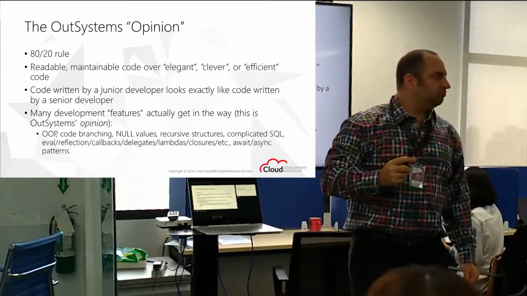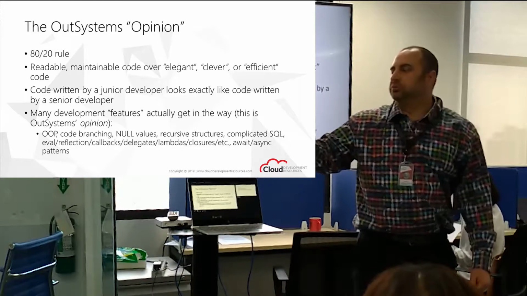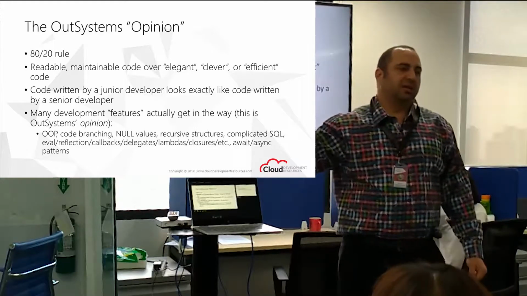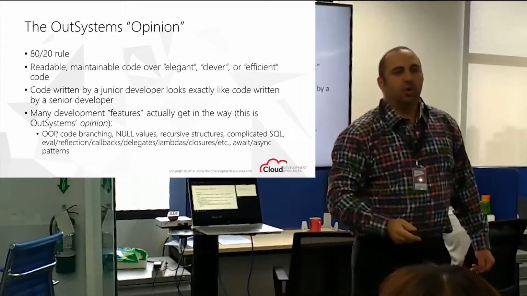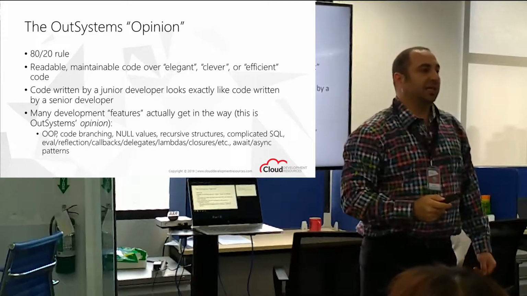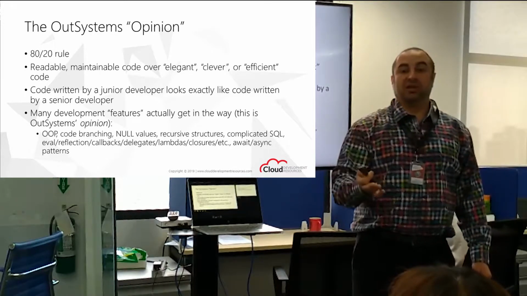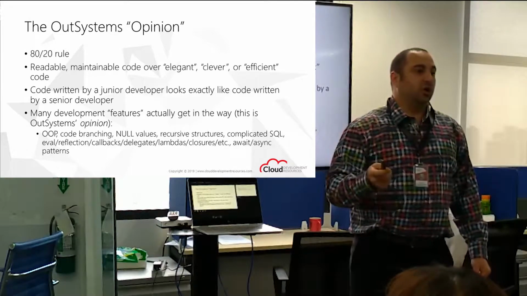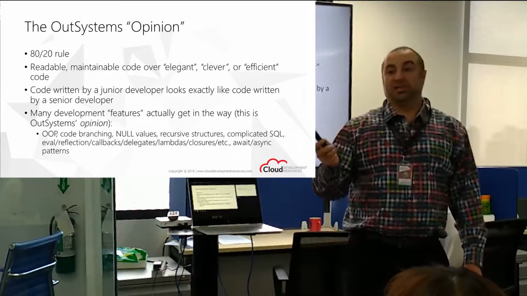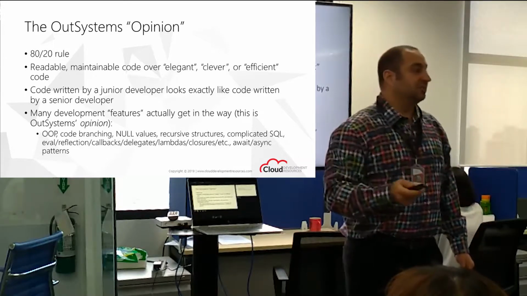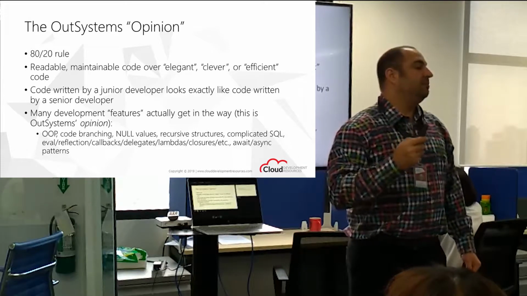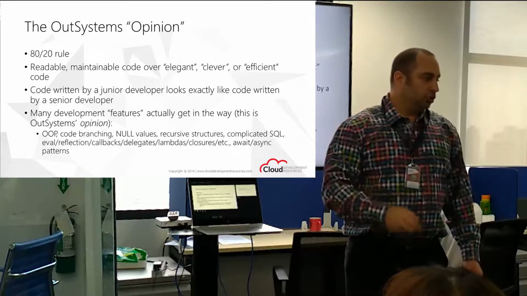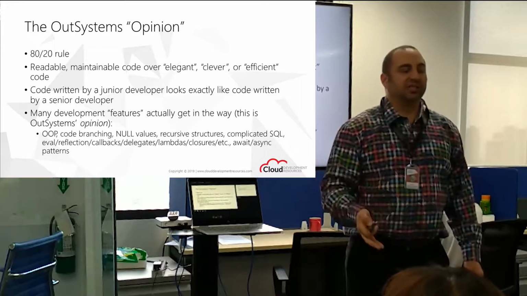The 80-20 rule is that you can get 80% of the work done with 20% of the effort, exactly. Or that you cover 80% of your use cases with 20% of the code. You can flip it around and say 80% of the code is for 20% of your use cases. So OutSystems' approach is they're going to cover 80% of your possible use cases as a developer, and it's going to be 20% of the effort of using C# or Java.